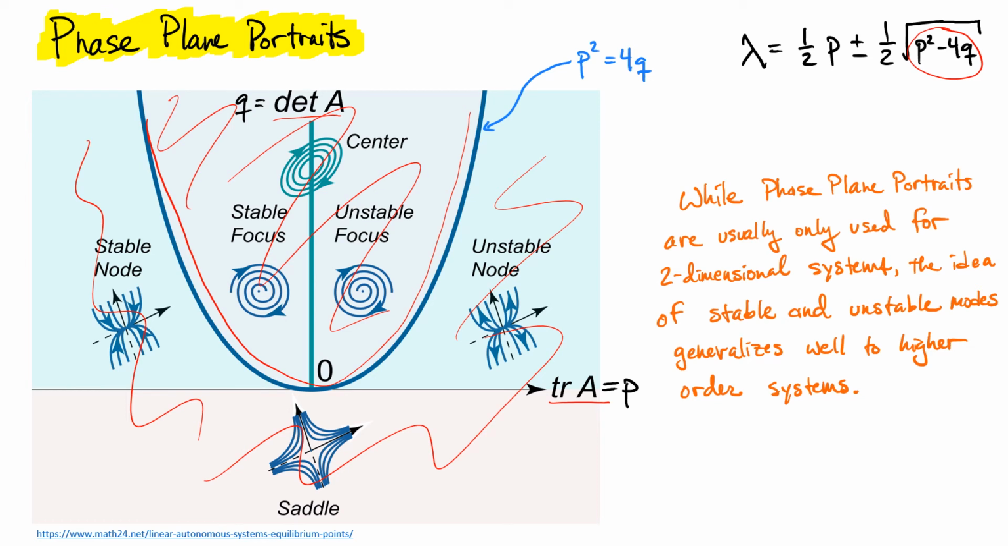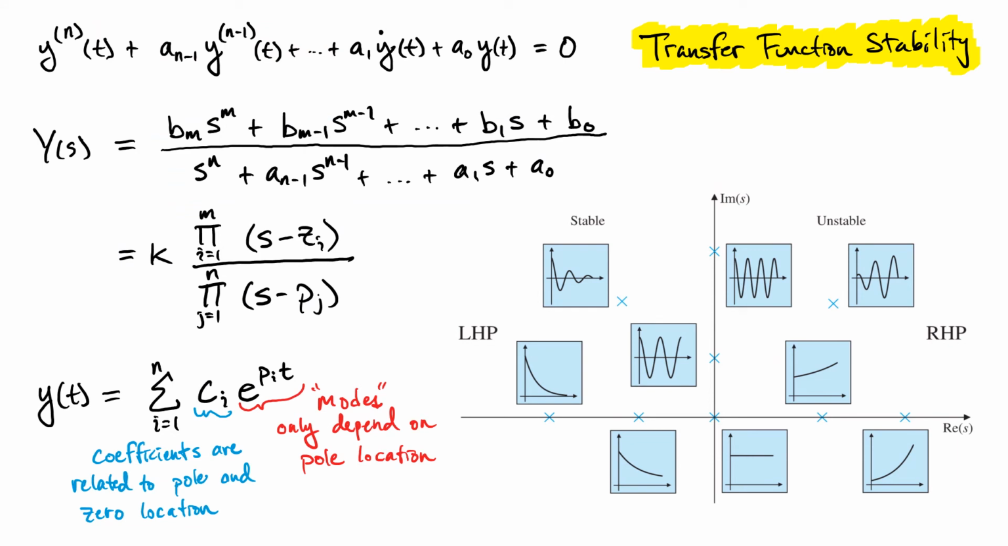These provide a nice way of characterizing all the different kinds of solutions we would expect to see out of 2x2 systems. But the important thing is that these notions of modes, and understanding how the different modes play into the overall stability of the system, generalize nicely as we go to higher order systems. Now that we've seen a couple of different visuals on how to characterize the stability of state space systems, we can come back to transfer functions and take a similar approach.